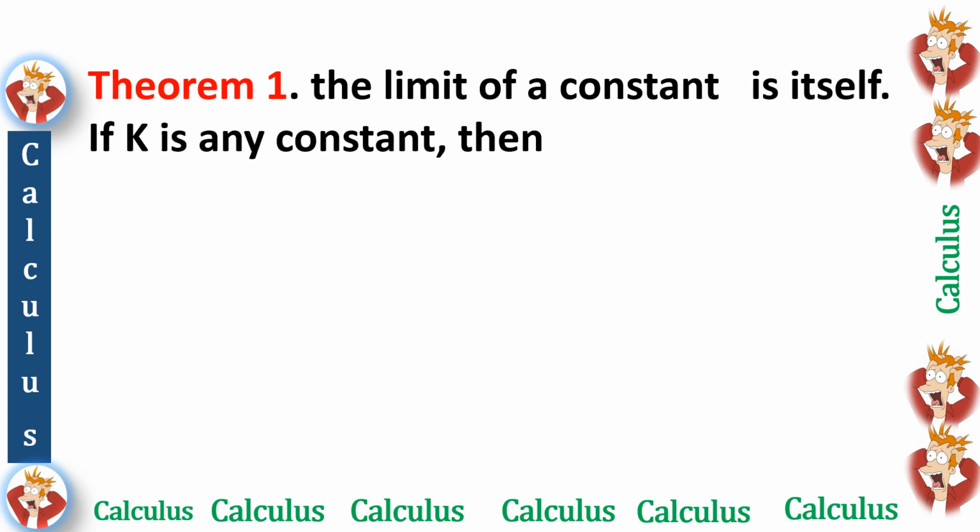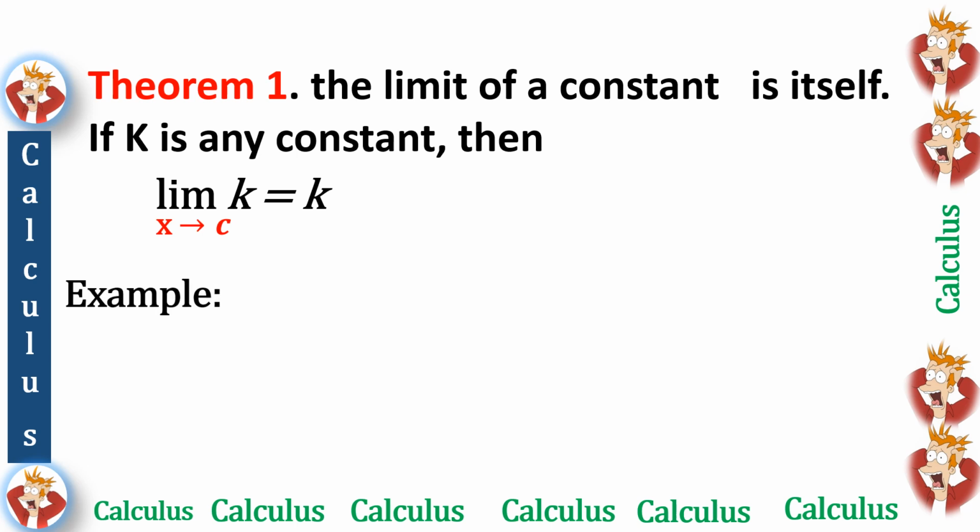Ang unang theorem natin, or theorem number 1, ay we have the limit of a constant is itself. If k is any constant, then we have the limit of k is also equals to k. Tatandaan natin dito na yung k natin dito is our constant, as x approaches to c.